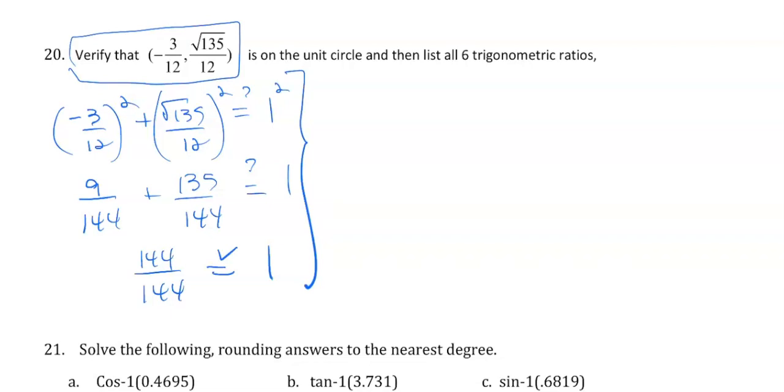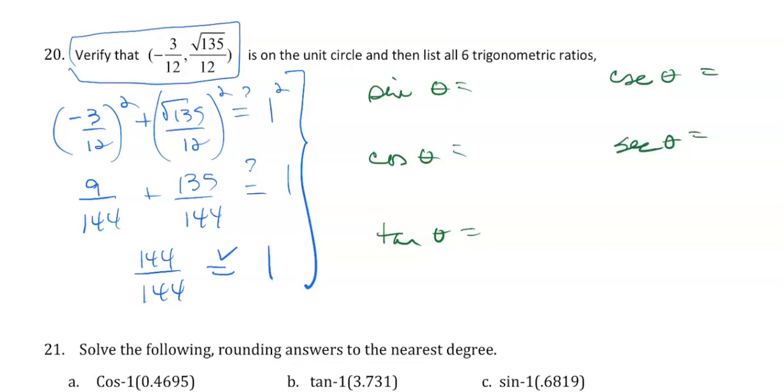Then let's try to find all the 6 trig functions. So to do that, what I will always do is set them up first. So I have sine, I will call this theta, sine of theta, cosine of theta, tan of theta. And then sine goes with cosecant, cosine goes with secant, tan goes with cotan.